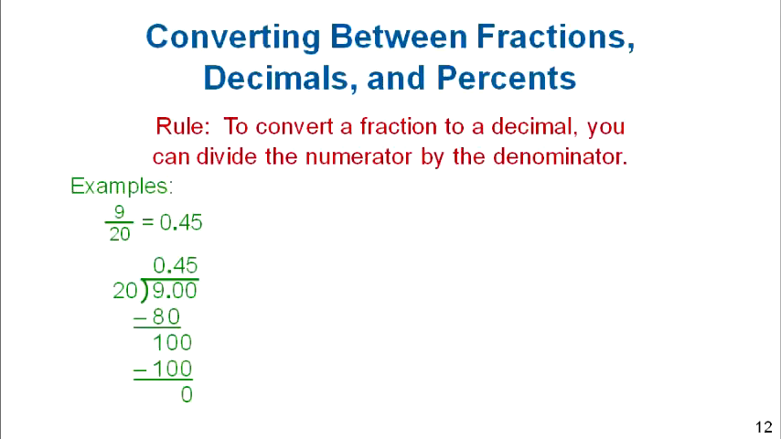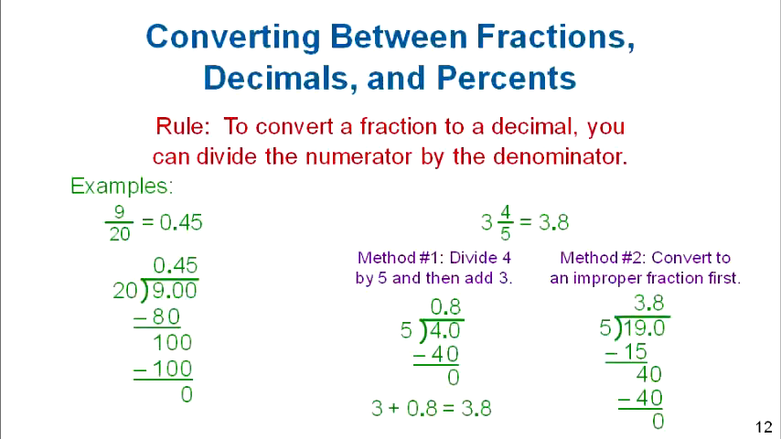Now let's talk about how we can convert between fractions, decimals, and percents. As I mentioned earlier, a fraction bar is really a division sign. So, to convert a fraction to an equivalent decimal, you can divide the numerator by the denominator. For example, to convert 9/20ths to an equivalent decimal, you can divide 9 by 20, as shown here. This tells us that 9/20ths is equal to 45/100ths.